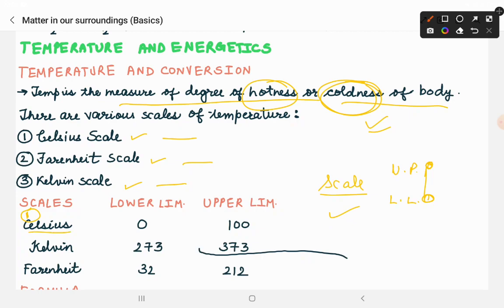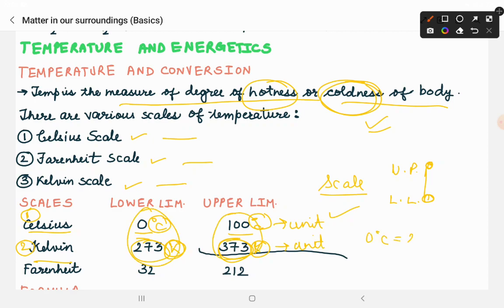So in the Celsius scale, the lower limit is 0 degrees Celsius and the upper limit is 100 degrees Celsius. This degree Celsius is the unit. Second, Kelvin. In Kelvin, the lower limit is 273 Kelvin. This is a very important thing. Here 273 Kelvin is the lower limit and the upper limit is 373 Kelvin. This Kelvin is again a unit. You should know that these two are equal, meaning 0 degrees Celsius is 273 Kelvin and 100 degrees Celsius is 373 Kelvin.